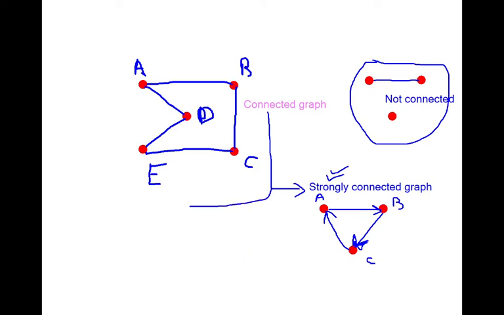And then there is another category within the connected graphs which is called the weakly connected graph. Now, what is a weakly connected graph? Let me draw it for you, and then you will be able to perceive it. Let us draw edges as well.